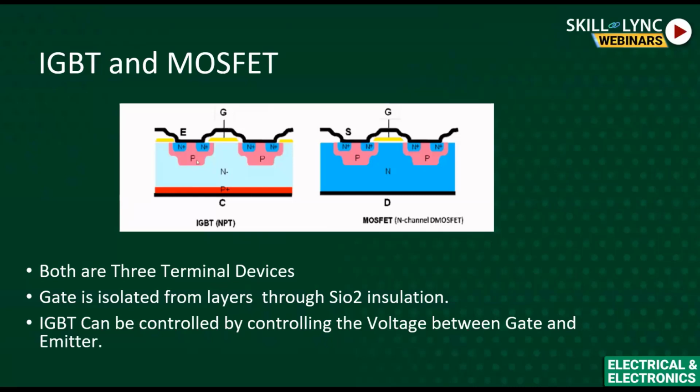Now, one thing you need to observe here: the gate is isolated from the layers through the insulation layer, mainly silicon oxide. So the IGBT or the MOSFET can both be controlled by controlling the voltage between the gate and emitter, or between the gate and source. The three terminals in the MOSFET are drain, gate, and source, and the three terminals in the IGBT are collector, gate, and emitter. So please move to the next slide.